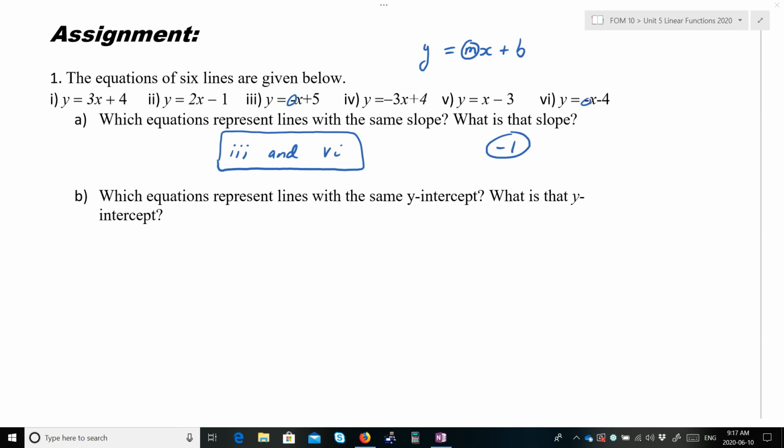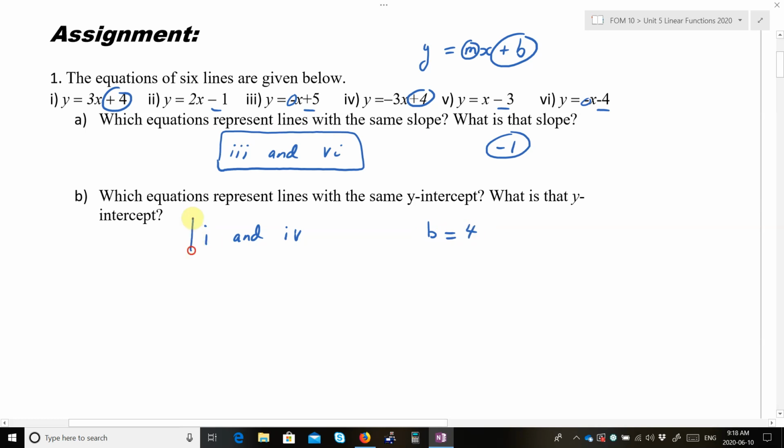Okay, and letter B says which equations represent lines with the same y-intercept, and what is that y-intercept? So the y-intercept is the plus b here on the end. It can be positive or negative. So which ones have the same plus b? Looks like we've got a +4 and a +4. So equation 1 and 4. And I don't think there's any others. This is a -1, a +5, a -3, and a -4. Okay, so it's just 1 and 4. And what is that y-intercept? That b is equal to +4.